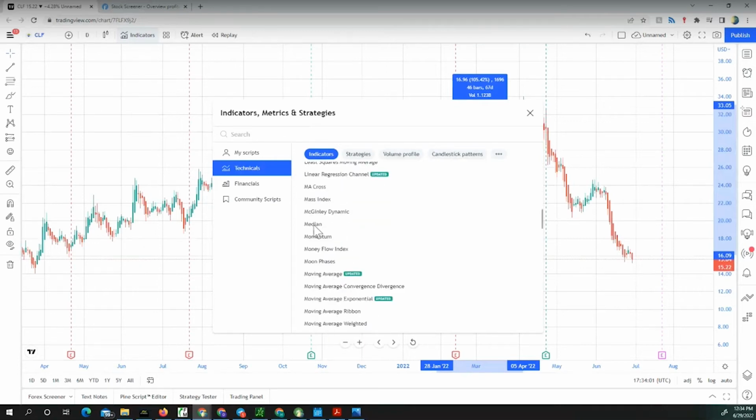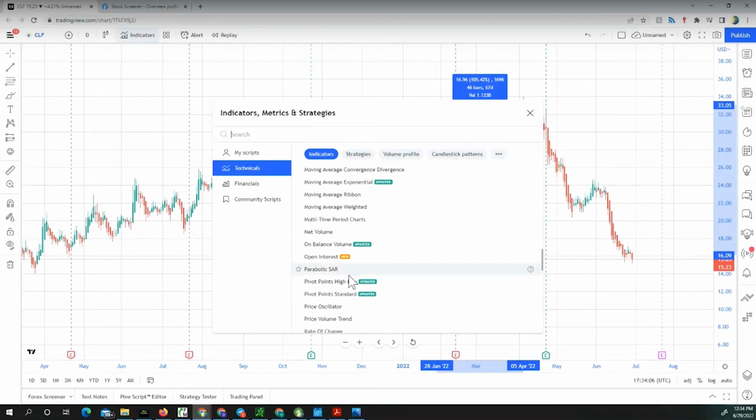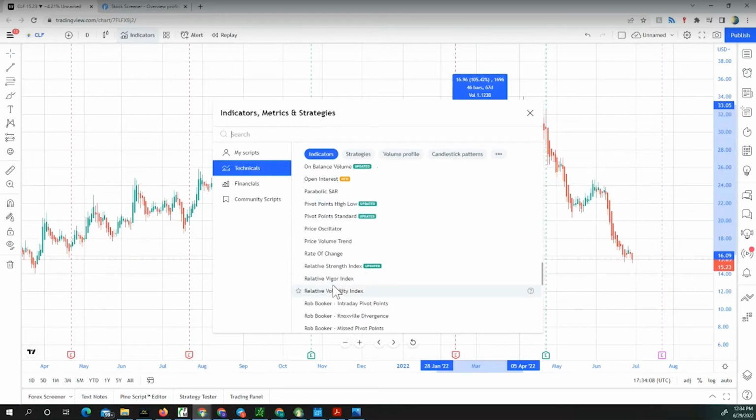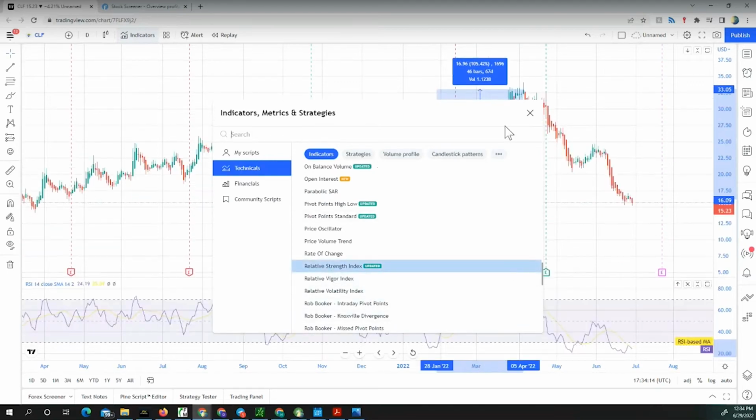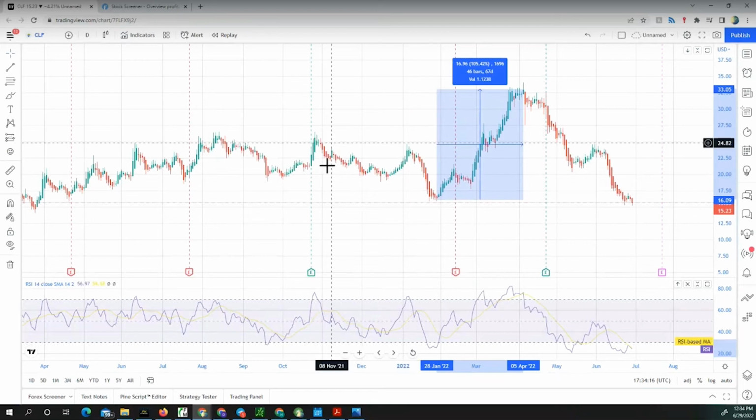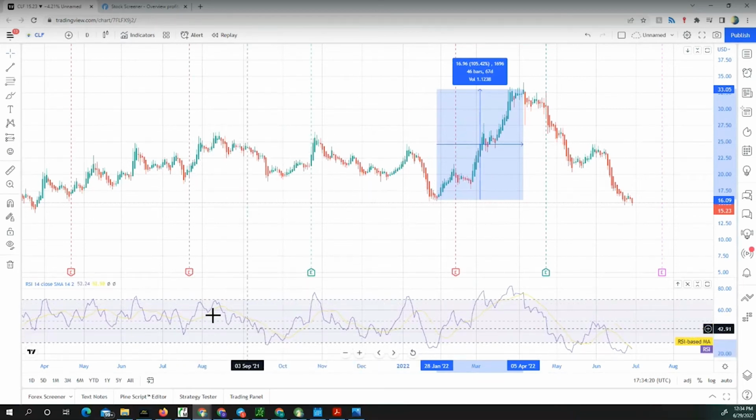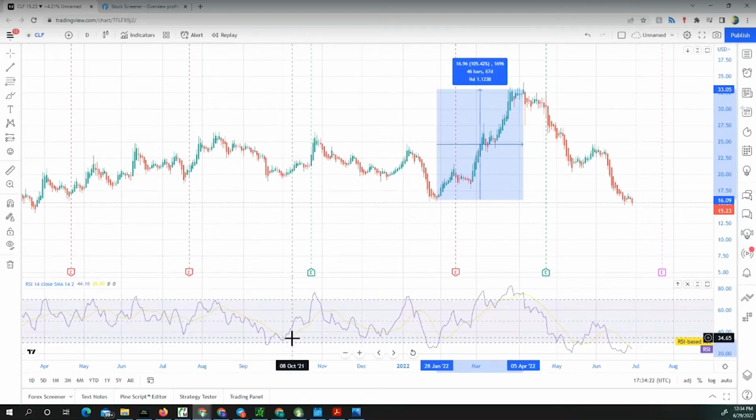From TradingView, we can pick the RSI indicator, which is the relative strength index, and that comes up here at the bottom of the chart. As you can see, there is something new here, and the RSI is this purple line with a simple moving average in yellow.